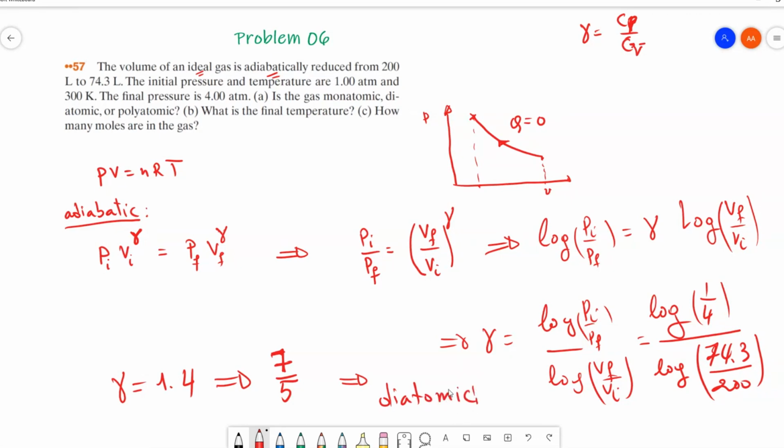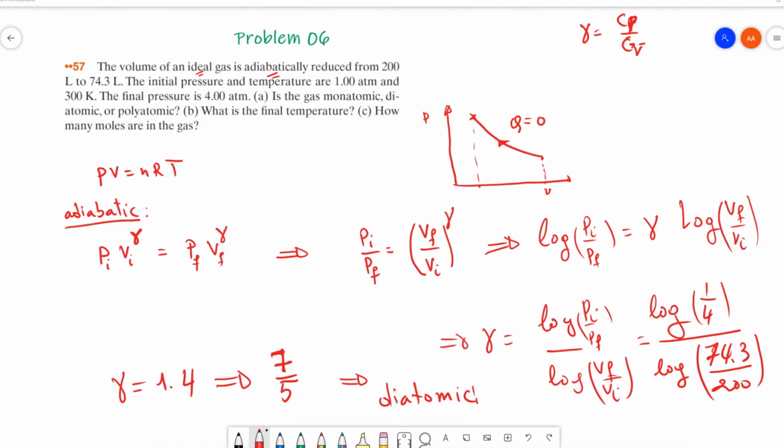Okay, is it clear? Yes, good. So be careful, keep this relation in mind. Adiabatic: P_i V_i to the exponent gamma is constant, so the initial is equal to the final.